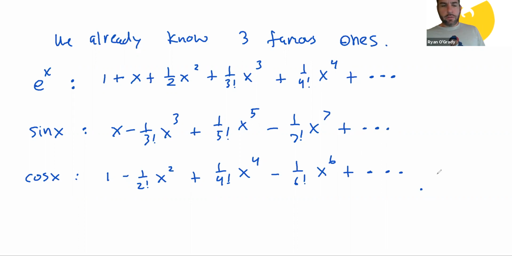So a couple things that are important. Notice that I don't have equal signs here. I'm not saying e to the x is equal to this. Now it turns out they will be equal, but we don't know what that means yet. So right now we're just saying that these are Maclaurin series. This is the Maclaurin series for e, this is the Maclaurin series for sine.